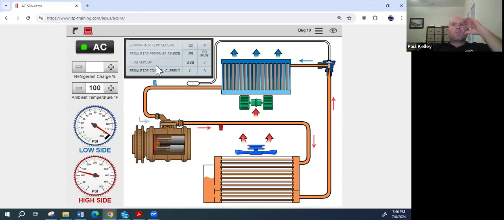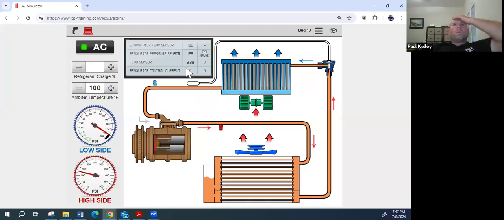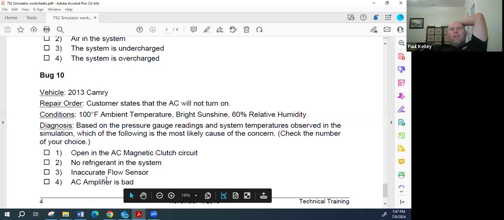If we're thinking it might be a problem with the flow sensor, Marty called it. I agree. We can check the scan tool and check that out. That's interesting. 0 amps. And the flow sensor, 3.28 volts. The regulator pressure sensor, that makes sense, right? 128, because that's about 128. Evap 10 sensor at 100, that's exactly what we measured with the thermometer, right? Right there, 100, 100. So we're between the flow sensor at 3.28 volts and the regulator control current at 0 amps.